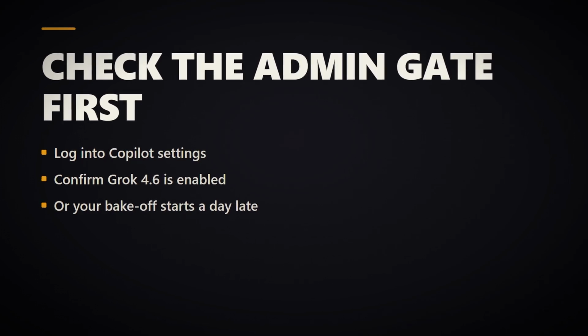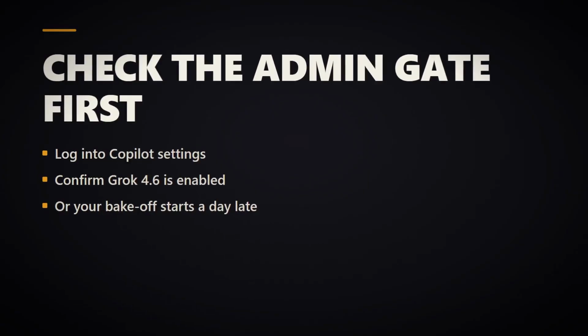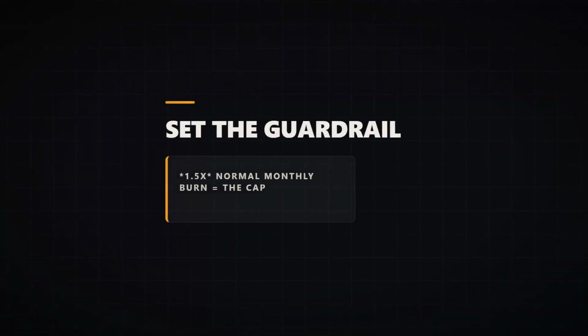Set a premium request cap on the 3 volunteers this week. Whatever their normal monthly burn is, cap them at 1.5 times that for the bake-off period. You will find out fast if Grok 4.6 is a token-hungry model at scale.